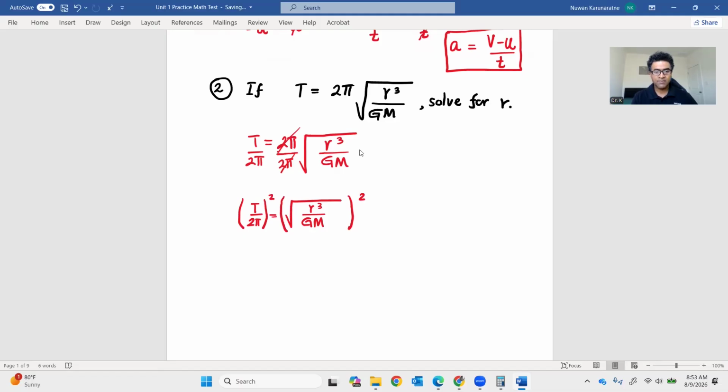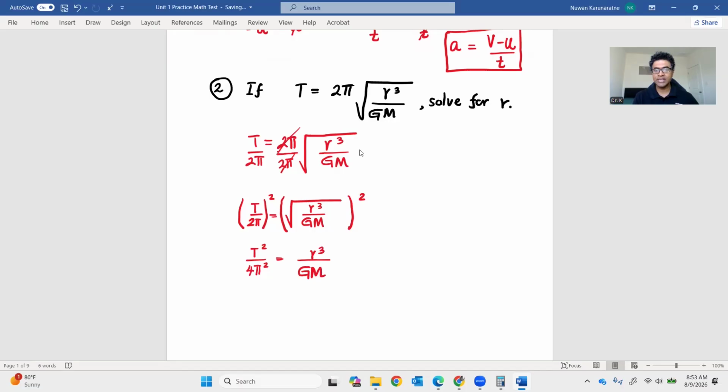Okay, now I'll have T squared over, I'm going to distribute the square to the denominator, so 2 pi squared, which is 4 pi squared. 2 pi, the entire thing squared, okay? So then 4 pi squared equals, on the other side, I'll have r cubed. Now the square root goes away, over GM. Okay, now look, I'm getting closer to isolating r.